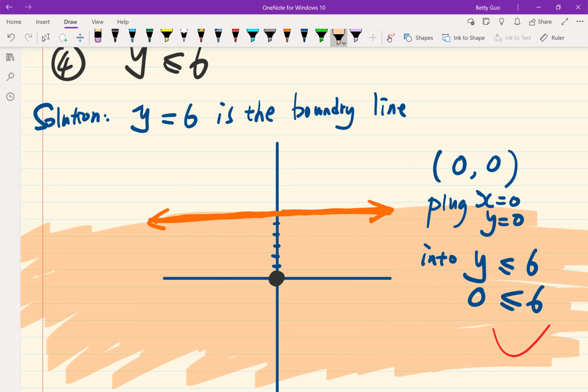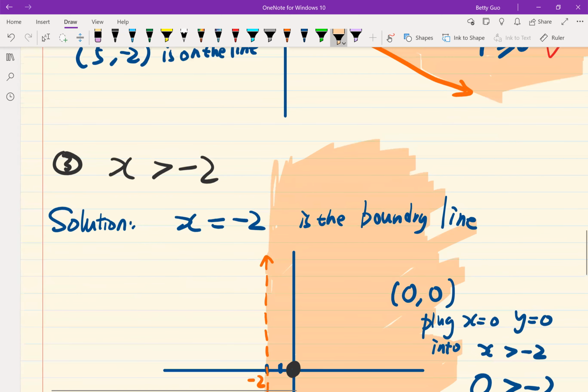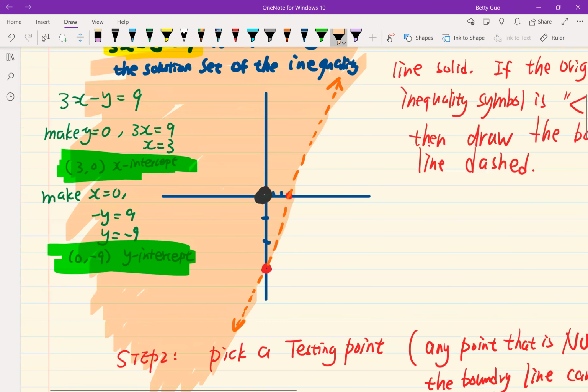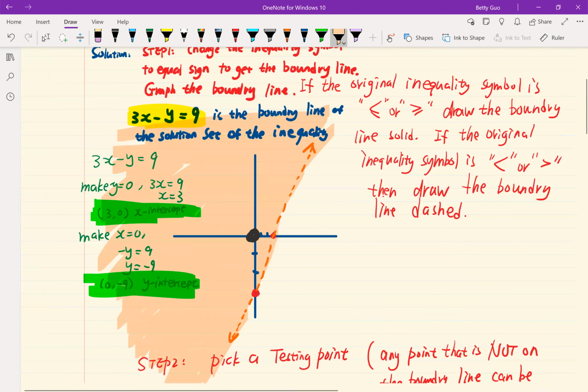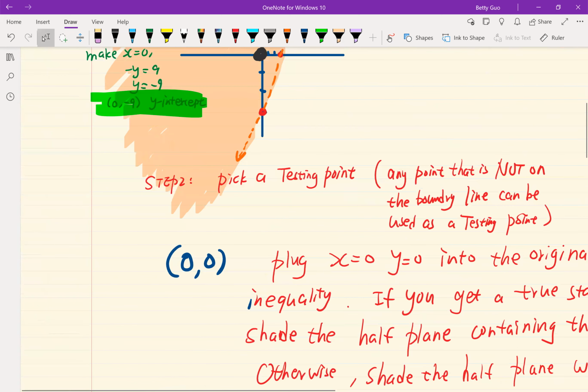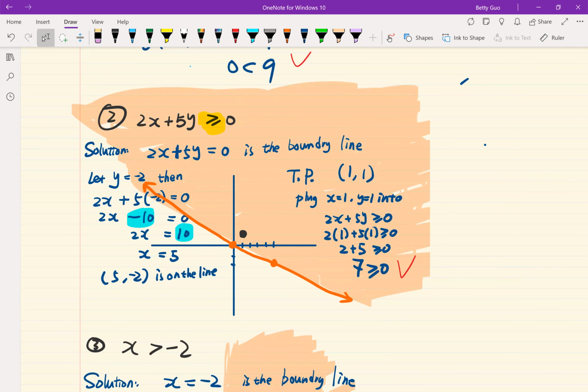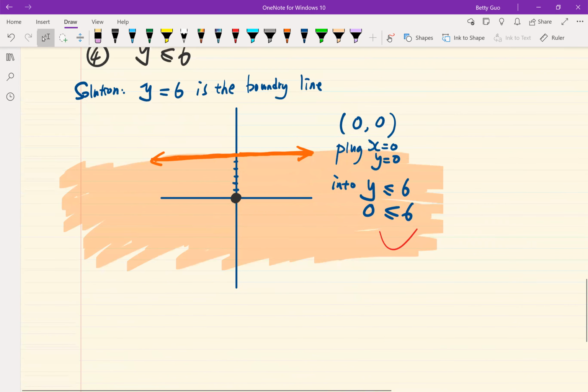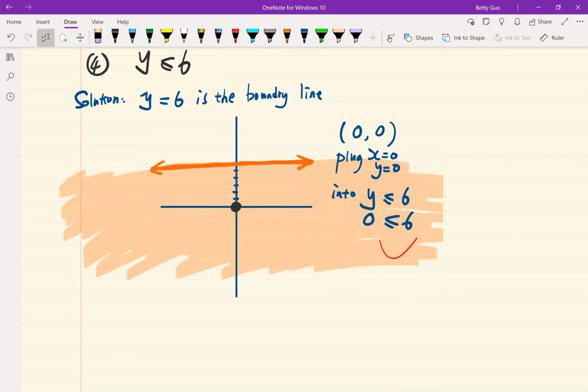So let's make a summary of those 4 examples. The first example is a regular example: the boundary line is slanted and does not pass through the origin. Second example, the boundary line is slanted but passes through the origin, so you have to find a different point as the testing point. Number 3, the boundary line is vertical. Number 4, the boundary line is horizontal.